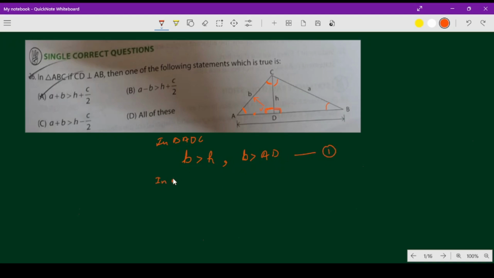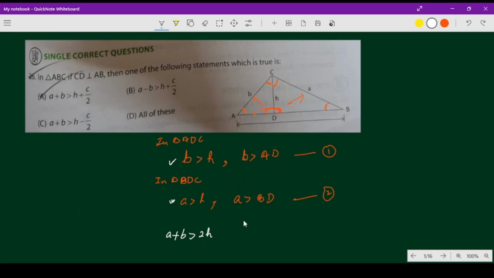If we look into this triangle BDC, the side opposite of this angle is A. So A is bigger than H, the side opposite of angle B. And in the same way, A is bigger than the side opposite of angle C, which is BD. If we add these two inequalities, then we'll get A plus B is bigger than H plus H, which is 2H.